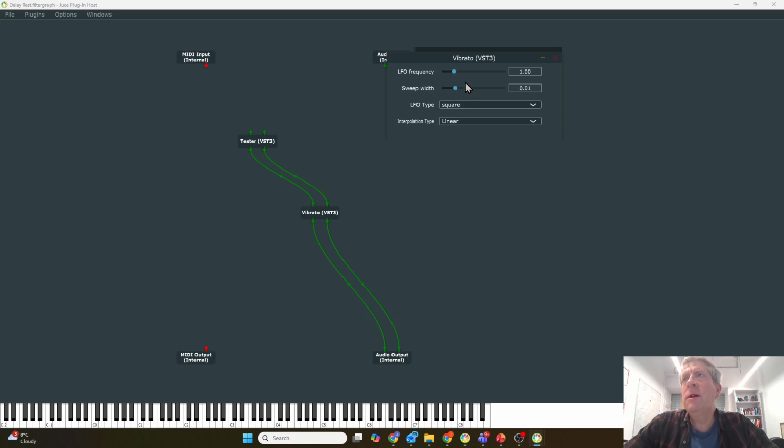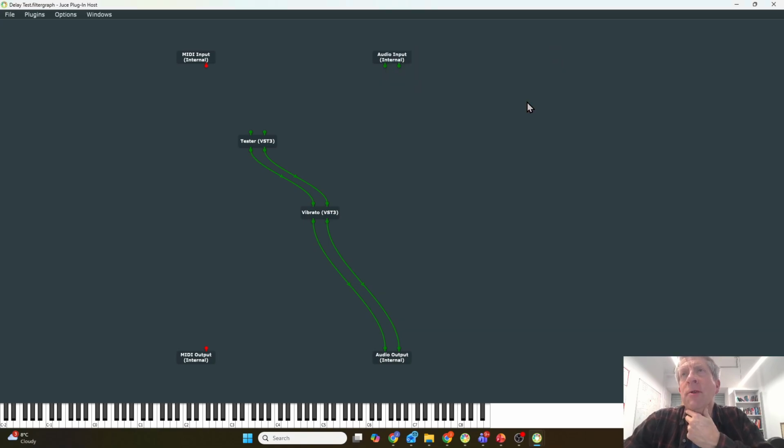Okay, now you should already hear some vibrato, but it's not obvious. Let's switch to sine wave, and linear interpolation should be fine. LFO frequency is quite low. What if we speed it up? Changing the sweep width. So you might have noticed something. I'll stop that.